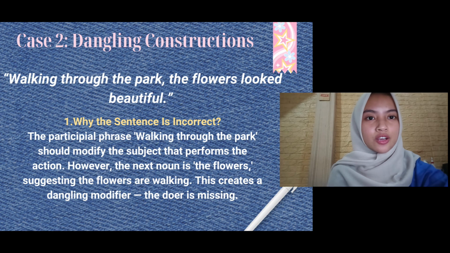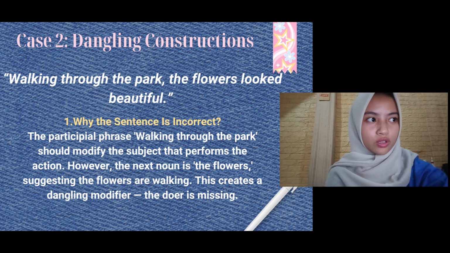Case 2 is dangling constructions. Let's discuss dangling modifiers. A dangling modifier happens when a participle phrase doesn't clearly refer to the noun that follows it. For example: "Walking through the park, the flowers look beautiful." This is incorrect because it sounds like the flowers are walking. The correct version is: "Walking through the park, I saw the flowers looking beautiful."